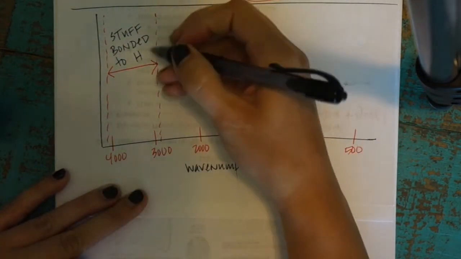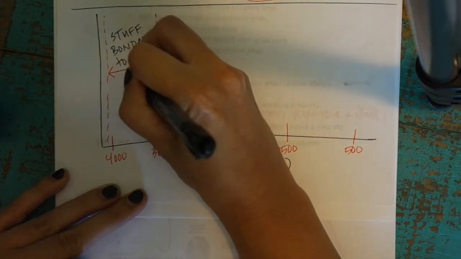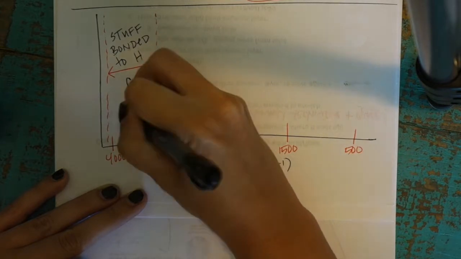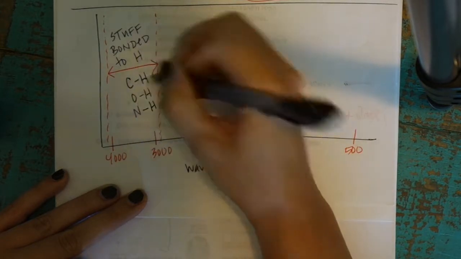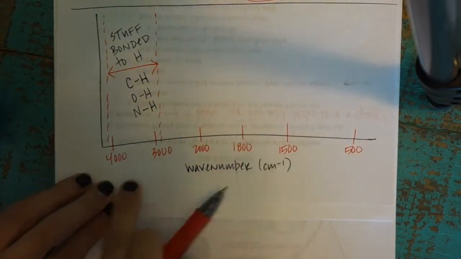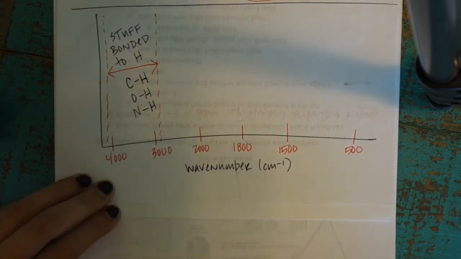And so our common bonds that show up here are, of course, CHs, OHs, and NHs. So just stuff bonded to H. Those are the shortest bonds we can possibly have. That's what's going to show up with the highest frequency, to the far left of the spectrum.